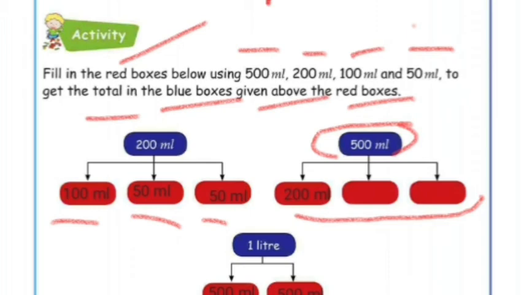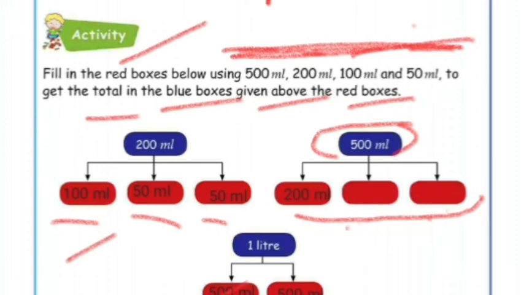So I have written here 200 milliliters. What is the remaining? We have to fill the standard units to equal 500 milliliters. I have written 200 milliliters, so remaining is what? 300 milliliters. So you have to fill these two boxes to 300 milliliters by using these standard units. You have to do it by yourself. The rest of the others too I have done.